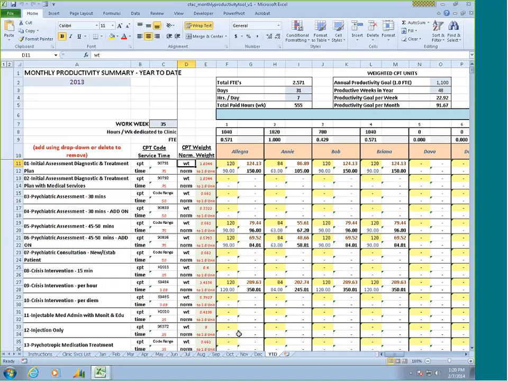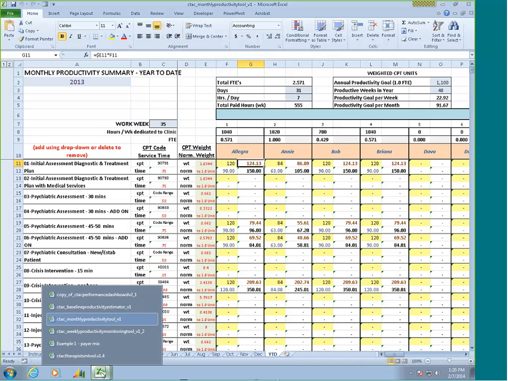So if you want a good way of, if all you have is the number of contacts by type and have no way to do your CPT weighting, this would be a good tool to use because all you have to do is put the contact type in. As you'll see, this individual did 120 of 90791 during the course of the year, and it'll calculate your CPT weight for you. So this is a monthly, it's a little bit different approach based upon the information that you may or may not have.